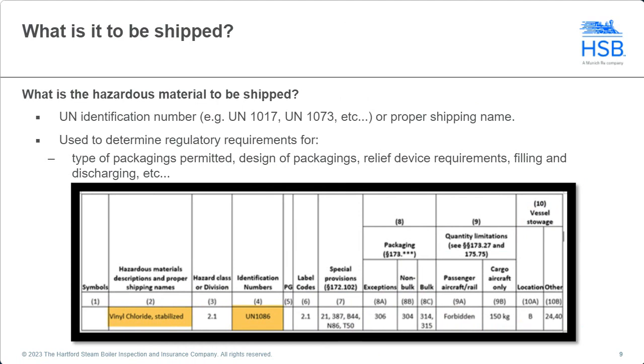What is to be shipped? So the picture on the screen shows an excerpt of the hazardous material table from 49 CFR 172.101. This table is similar to what you'll see in the Carriage of Dangerous Goods regulations ADR or the IMDG code. They'll have a similar table. What's important to know prior to designing is, what is the hazardous material that is to be transported? I have highlighted, as an example, the name vinyl chloride and identification number UN 1086.